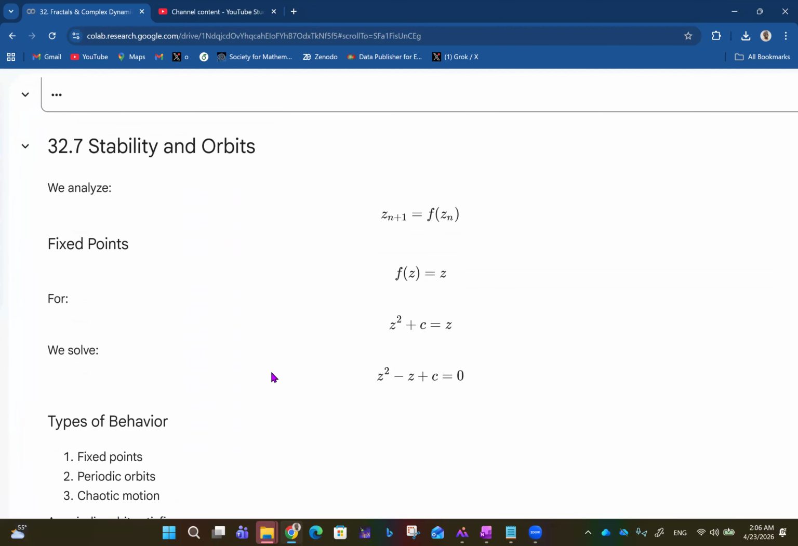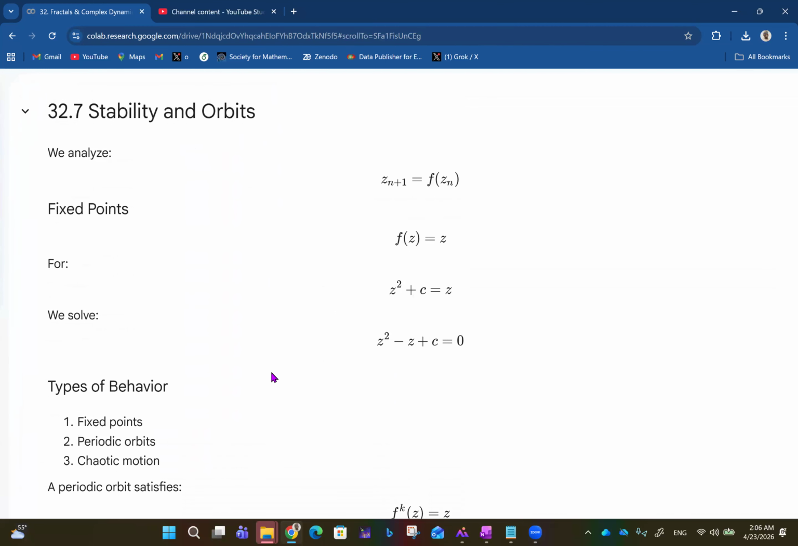Let's move on. So for stability and orbits, we analyze that Z_{n+1} equals f of Z_n. So at fixed points, f of z will be z. So for z squared plus c equals z, we can then solve that. So we solve z squared plus c equals z, which means z squared minus z plus c equals 0.